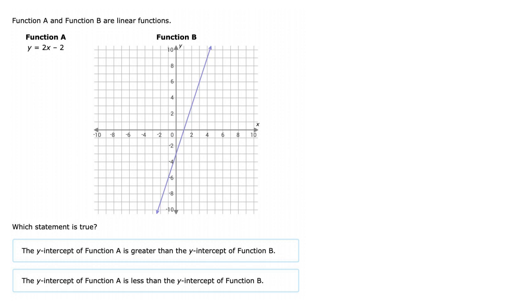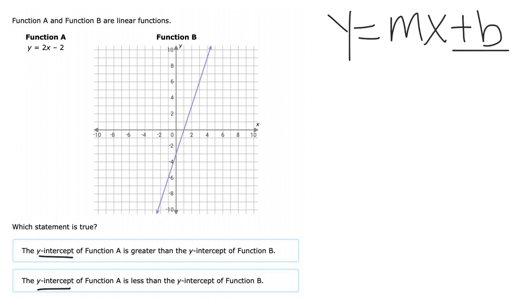Next one, function A. First, look at your statements. On this one, it is asking about the y-intercept of each function. Remember that the y-intercept is the number that's by itself in slope-intercept form, because slope-intercept form is y equals mx plus b. So the number that is b is our y-intercept. Notice how it's a plus b. On function A, we have y equals 2x minus 2, so b is going to equal -2, since that's a minus 2.